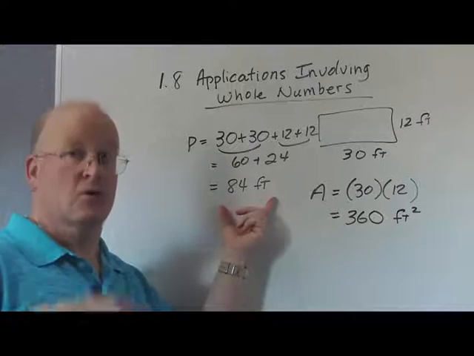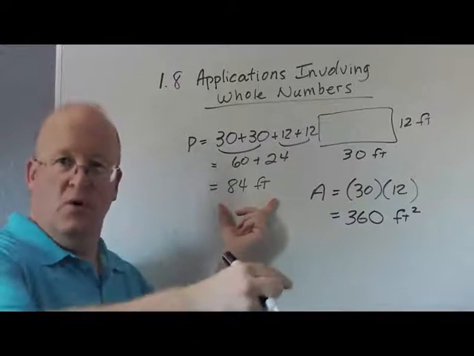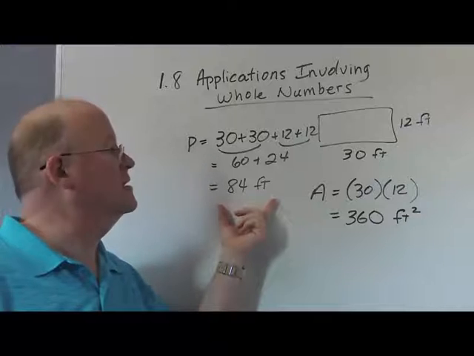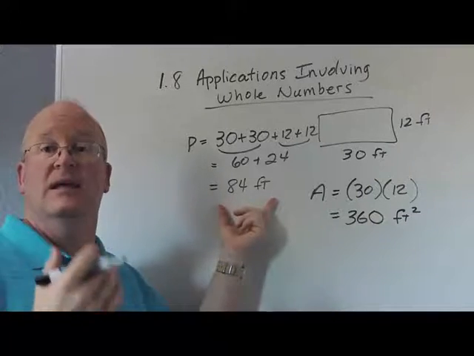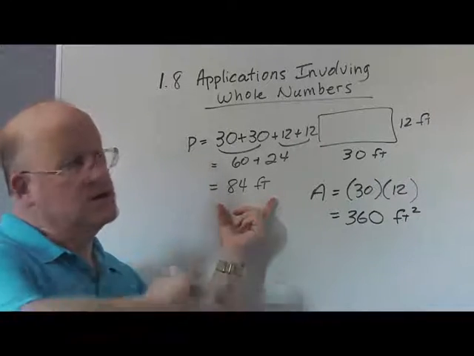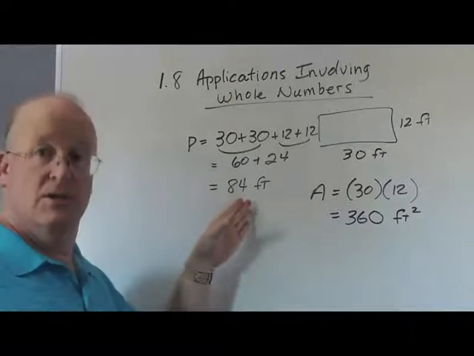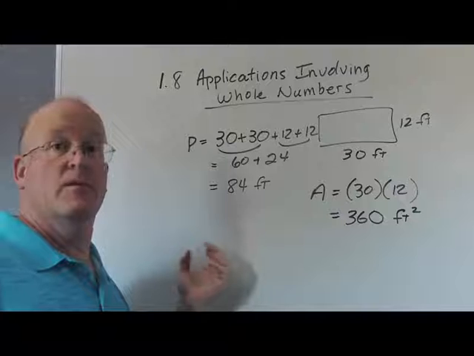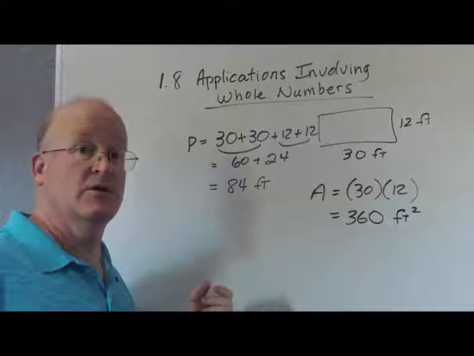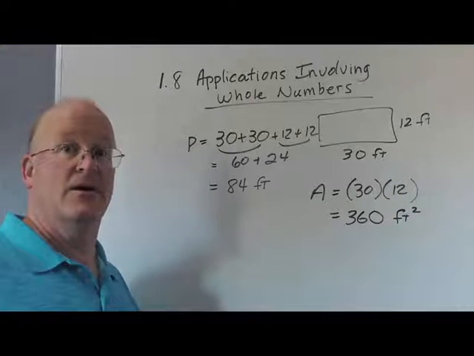Then if we're told, well, leave space for the door, we'd have to subtract off some space there. And if they told us that each foot of this border is going to cost $2 a foot, we would then multiply by $2 and find out that it would cost $168 before taxes are added on.